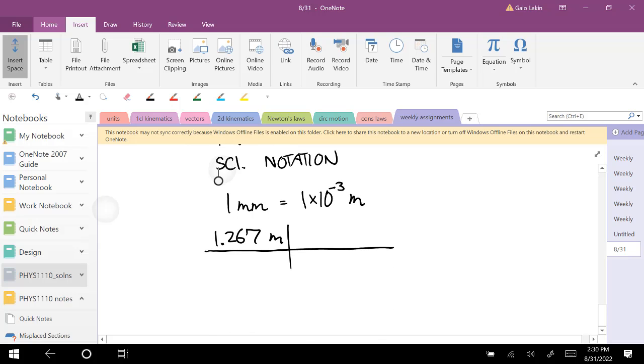And we want to cancel the meters, so in the denominator we have 1 times 10 to the minus third meters. In the numerator we have 1 millimeter. Those cancel, and you get 1.267 times 10 to the third millimeters.